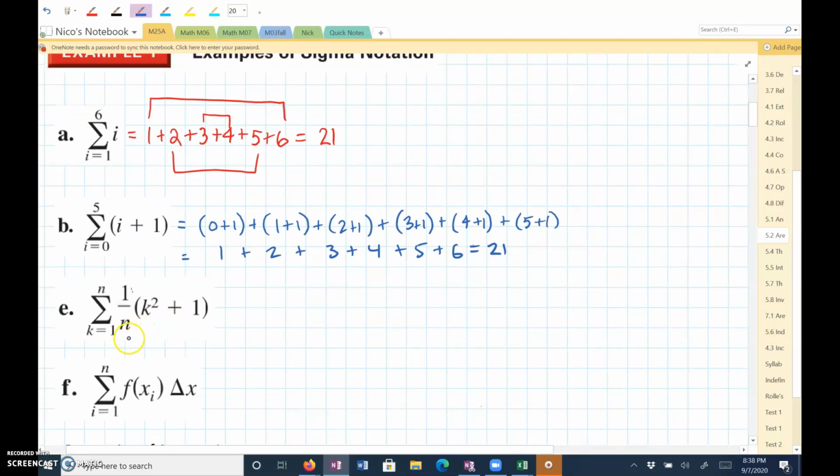All right, let's look at the next one. So now we got some different variables in here. This time, instead of calling this i, we're calling it k. So it's starting with k, ending with n. So the first term, you're going to plug in 1 for k. We don't know what n is, so we'll just keep that 1 over n. Then it would be 1 squared, so this would be 1 plus 1. The second term, it would be 1 over n. It would be 2 squared, so it's going to be 4 plus 1.